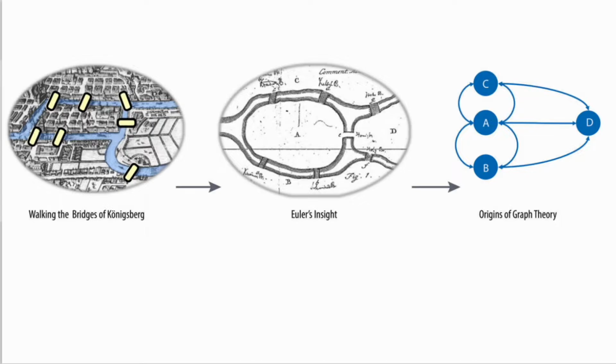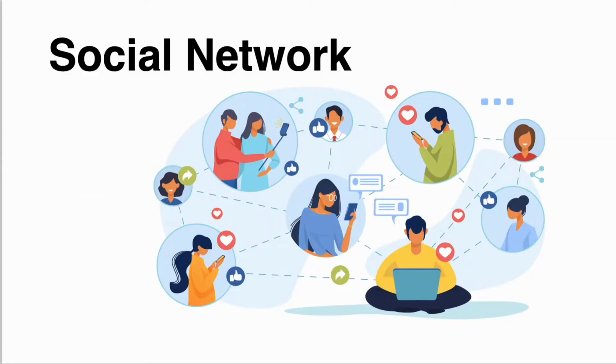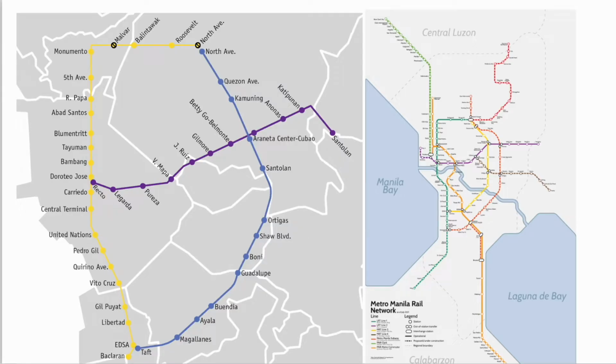The nodes in the graph are the four main areas in the map, A, B, C, and D, while the edges in the graph represent the bridges. So in general, graphs can be used to model relationships between different entities. For example, in a social network, vertices could be a person or a specific user profile, and edges could be friendship connections or interactions like messaging or reacting to posts.